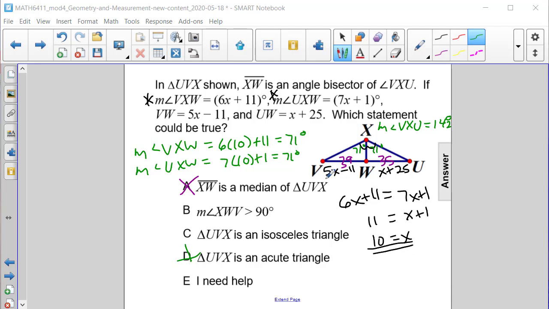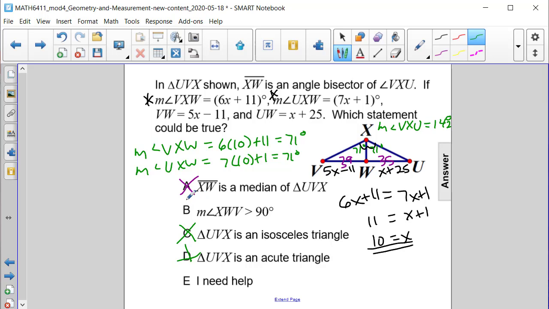And then since we know that XW is not a median, we can also prove that it's not an isosceles triangle, because when a segment is dropped from a vertex to the side across from it in an isosceles triangle, it will bisect the base, it will be perpendicular, and it'll be the angle bisector. Since this one is only an angle bisector and an angle bisector only, and it is not the median, we can also conclude that triangle UVX is not an isosceles triangle.